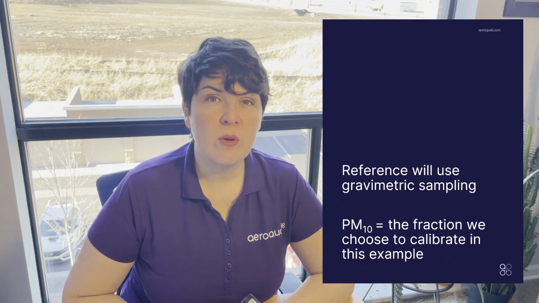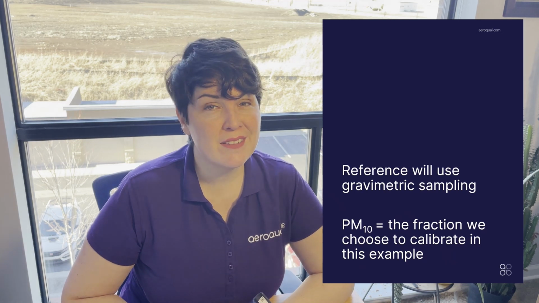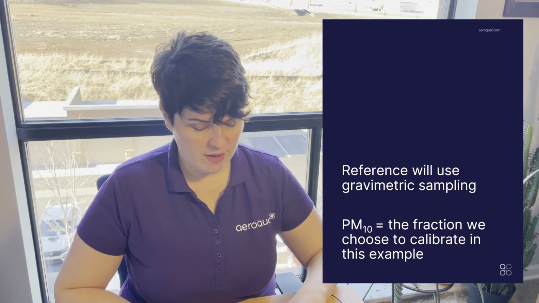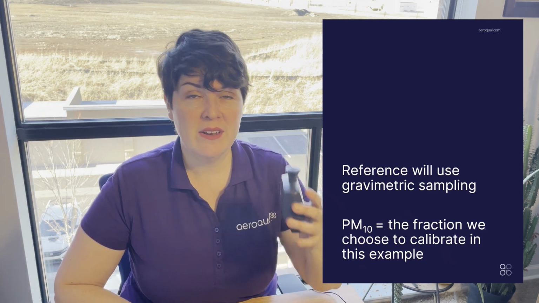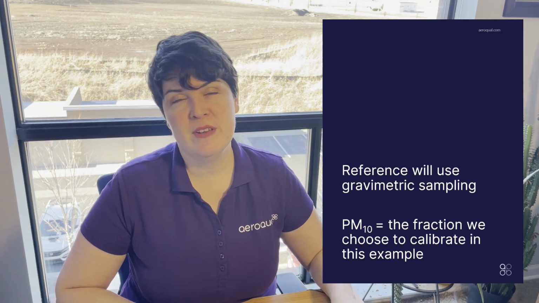In this example, we've decided to use gravimetric analysis. So here's what you need: the Ranger instrument base, the PMX sensor head, and of course your gravimetric sampling setup. Okay, let's get started. The first thing you'll want to do is attach the PMX sensor head to the Ranger base, and we will turn it on.